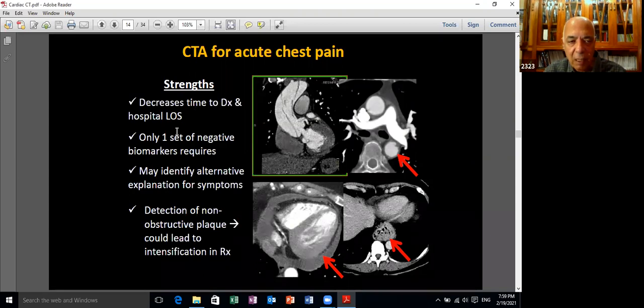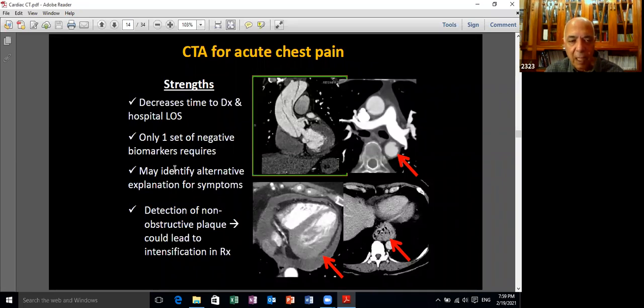And as well, you need only one set of negative troponin level or cardiac biomarkers to do the procedure. Remember, in patients with nuclear scan, you need 2 sets of negative biomarkers. You have to wait for some time, but here you can go right away. Of course, now with the high sensitivity troponin, this recommendation might change.